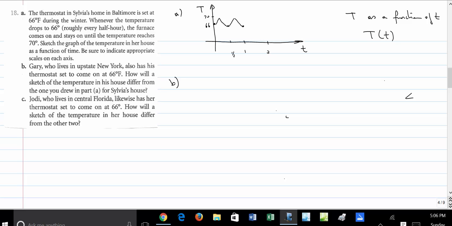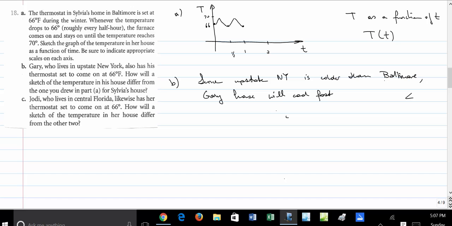For B, Gary, who lives in upstate New York, also has his thermostat set to come on at 66 Fahrenheit. How will a sketch of the temperature in his house differ from the one you drew in part A for Sylvia's house? Since upstate New York is colder than Baltimore, Gary's house will cool faster, causing the oscillation to be faster.